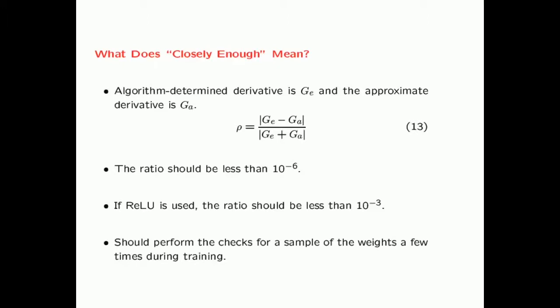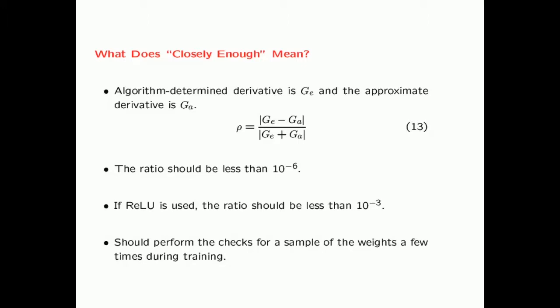In the previous slide I mentioned that the two have to match closely enough. So what does closely enough really mean? Because we have no real reference point in terms of knowing what the absolute values of the partial derivative should be, this can be achieved by using relative values. Let G_E be the algorithm-determined derivative, the derivative computed by the backpropagation algorithm, and let the approximate derivative be denoted by G_A. Then we compute the ratio shown in equation 13. If this ratio is less than 10 to the power minus 6, as a rule of thumb, then you can assume that the algorithm is working correctly.